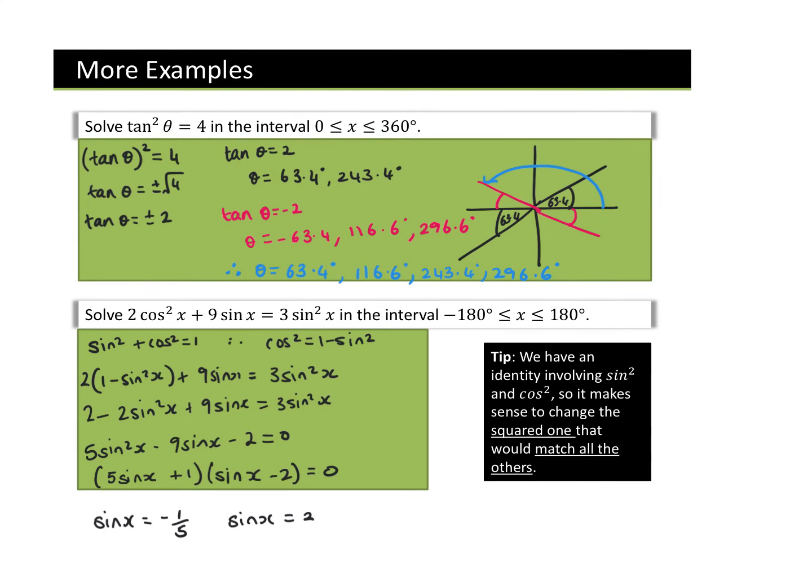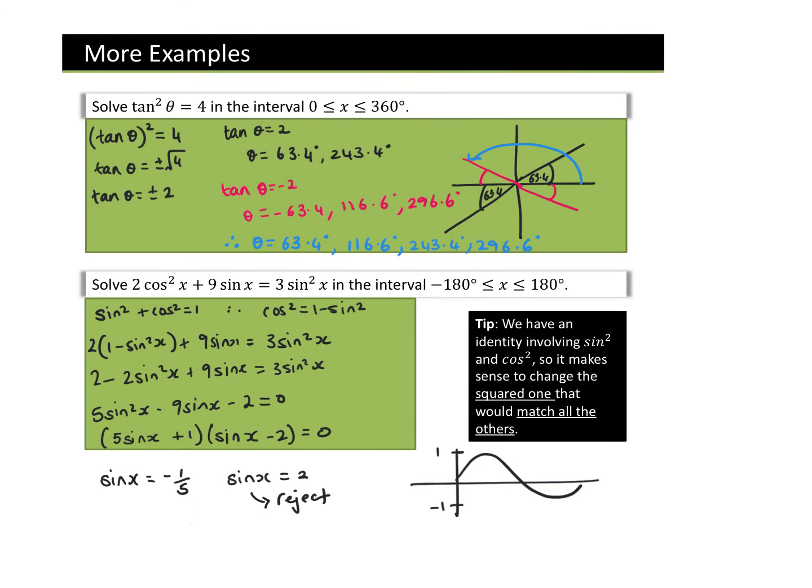Now we know that sine of x can't equal 2 because we know our maximum value of sine x is 1. And if we have a look, we can see that on the graph. This is 1, negative 1. So we're going to reject this. And we're going to continue with sine x equals negative 1 over 5. So when I put this into my calculator now, shift sine negative 1 over 5, I get minus 11.5 degrees. X equals minus 11.5 degrees.